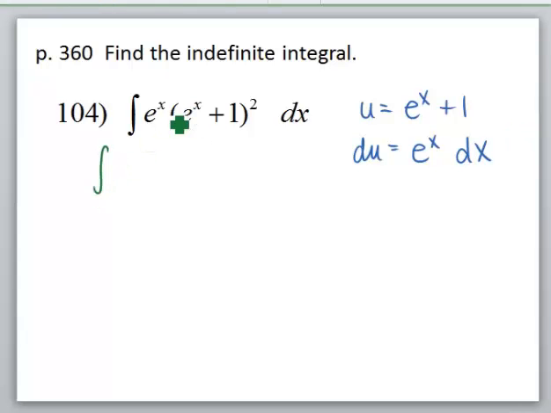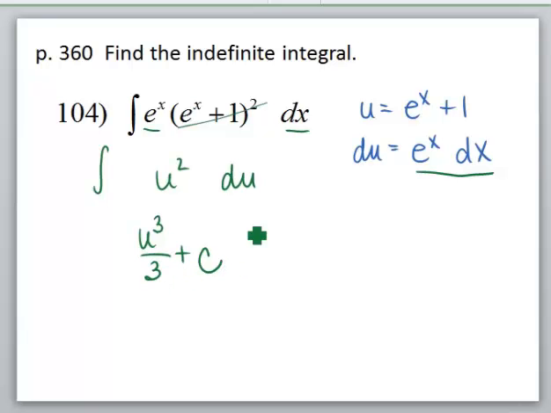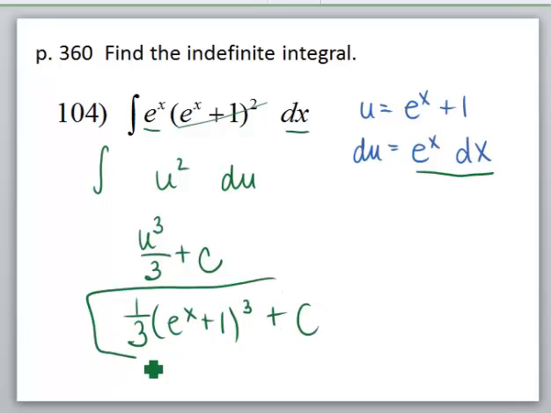So when I rewrite this integral, I have u squared. That takes care of this part right here. And then I need an e to the x dx, and I have that e to the x dx with my du. So now I'll just go ahead and integrate this. So I get u cubed over 3 plus c. And then I'll just simply plug in what my u was equal to, which was e to the x plus 1. And I have my solution.